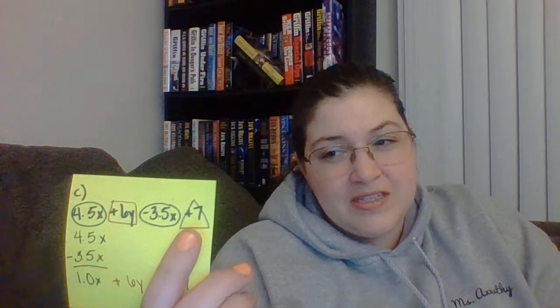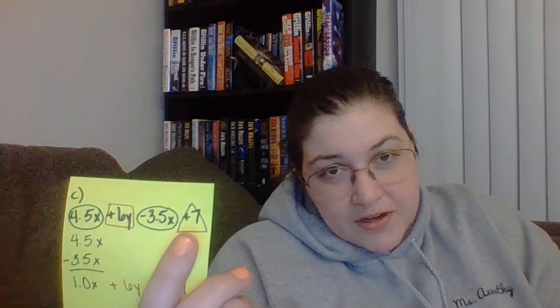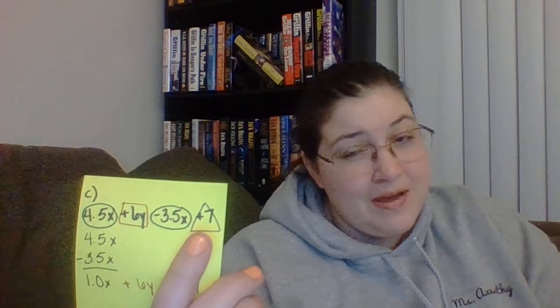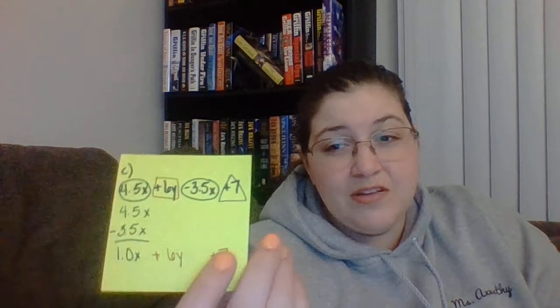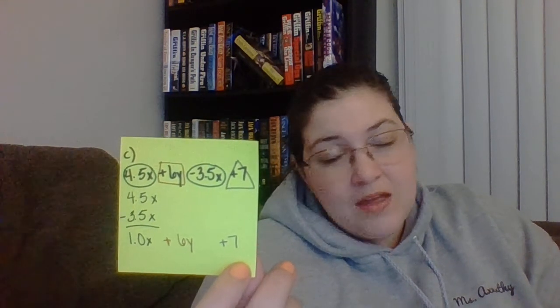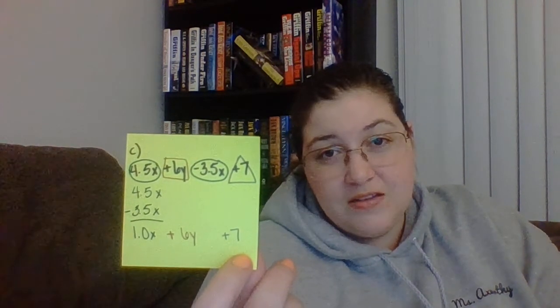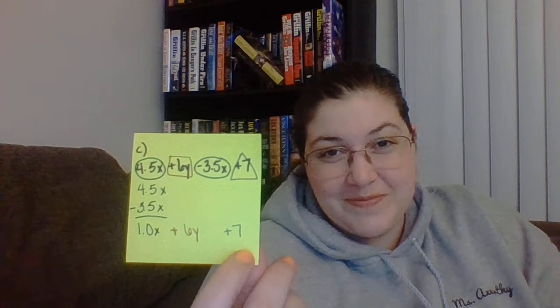Now I've got positive 6y. Well, I don't have any like terms for that, so I'm just going to put plus 6y. And I'm left with plus 7. There's no other constants. 7 cannot be combined with 6y, so 7's going to be left on its own too. Notice how my x could not go with my y, and neither variable could go with my constant. That's very important. Got it? We're going to skip the rest of those problems, D and E, which would be a great thing for you to practice on your own time.